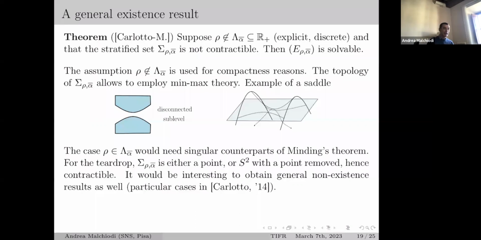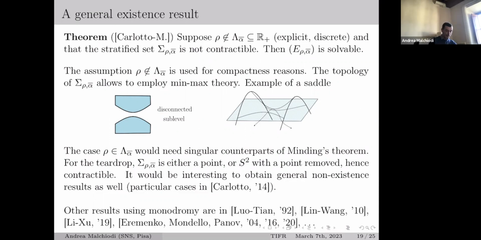It would also be interesting to obtain other non-existence results in general. There is some work by Carlotto from 2014. He takes conical angles with a very sharp tip and shows that even for positive genus, you might have non-existence. Let me mention that there are other results using monodromy theory, by Luo, Tian, Ling, Wang, and more recent contributions by Li, Xu, Eremenko, Mondello, and Panov. They use completely different techniques.